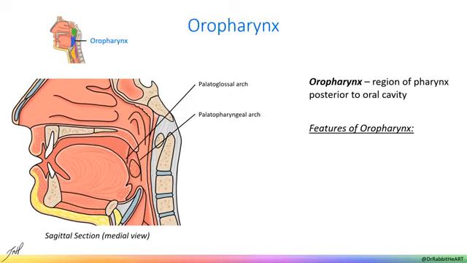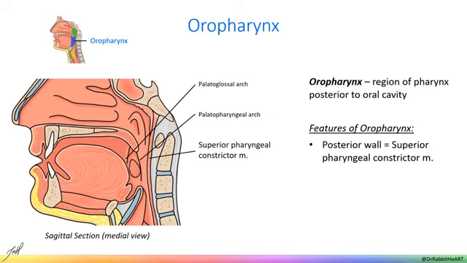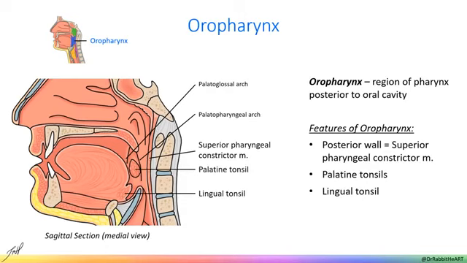The oropharynx is located behind the oral cavity, below the soft palate and above the epiglottis. The posterior boundary is formed by the superior pharyngeal constrictor muscle. The oropharynx contains the palatine tonsils and the posterior third of the tongue, including the lingual tonsil.